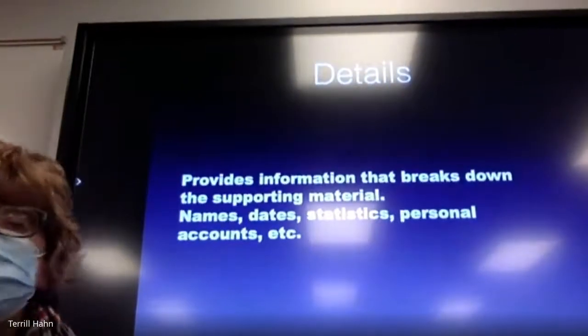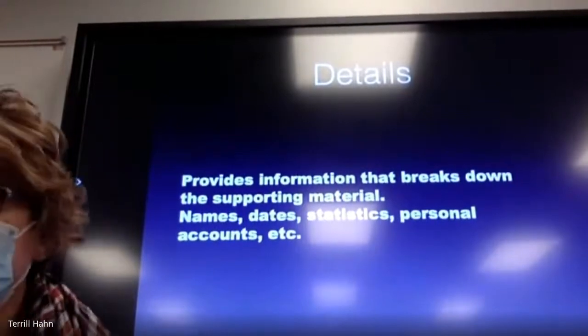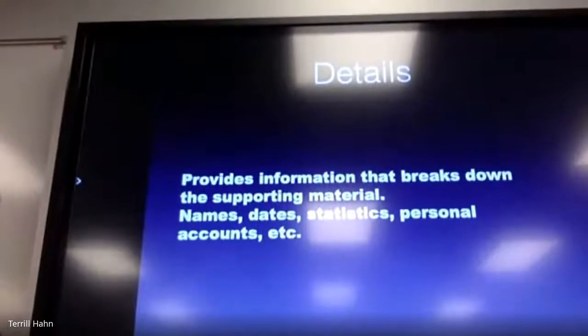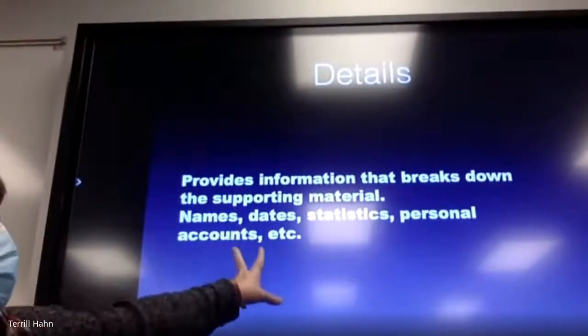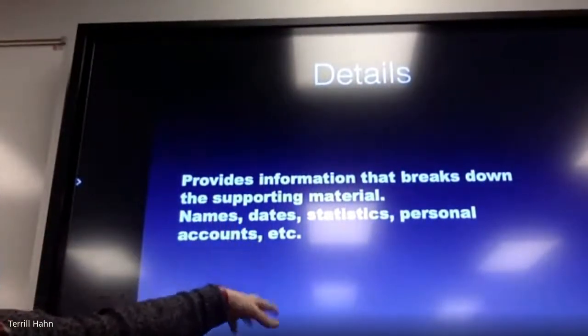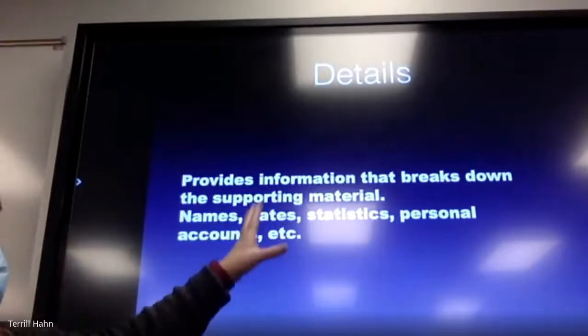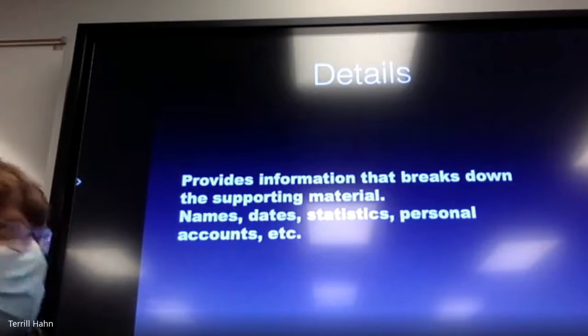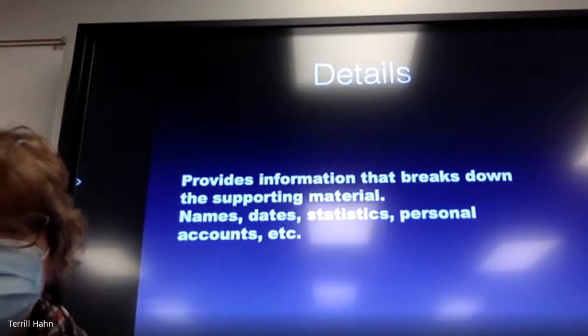So the next part then is details. So we have main points, supporting points, and details that go in the body of our speeches. It provides information that breaks down the supporting material. This is where you're going to put names, dates, statistics, personal accounts, okay? All of that kind of stuff.